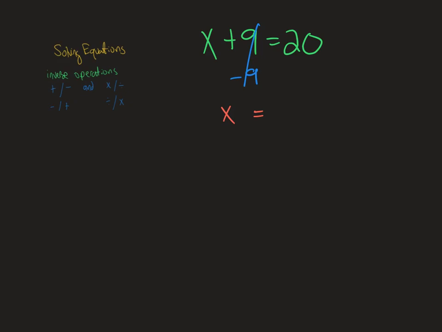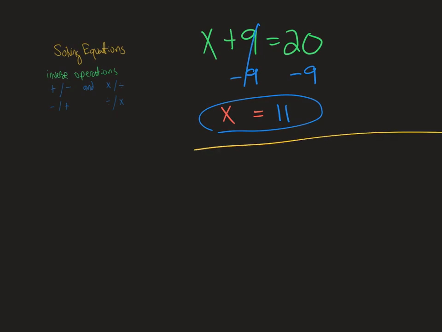But if we do something to one side of the equation, we also have to do it to the other side. So we're going to have 20 minus 9 is going to be 11. So for our first equation, our solution, our answer is x equals 11.